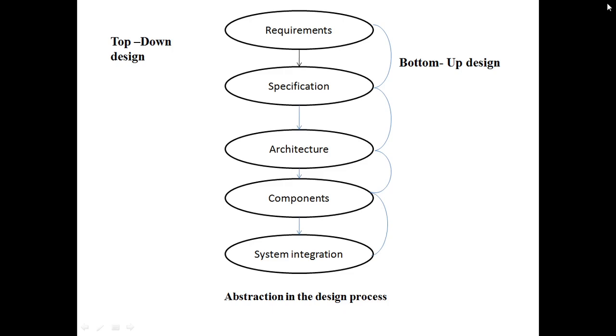So top down design, here it came from the top to bottom. Even the bottom up design has been shown as a curve from your system integration, then components to architecture, then architecture to the specification, then to requirements. So these are the things we have to know when we go for the design process. The first thing is the requirements, then specification, architecture, components, and then system integration.